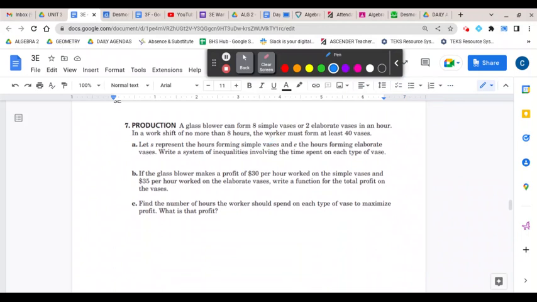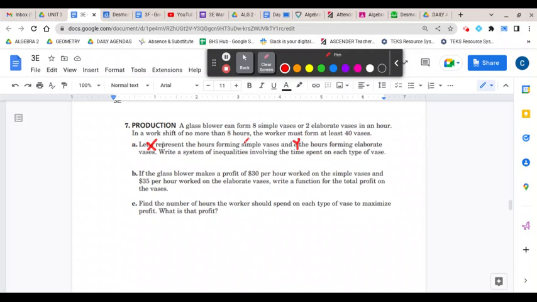All right. Word problem here. I'm just going to get the word problem set up for you guys. A glass blower can form 8 simple vases or 2 elaborate vases in an hour. In a shift of no more than 8 hours, it must form at least 40 vases. S is going to represent the hours of simple vases. I'm going to change that to X. E, the hours of elaborate vases, so Y.